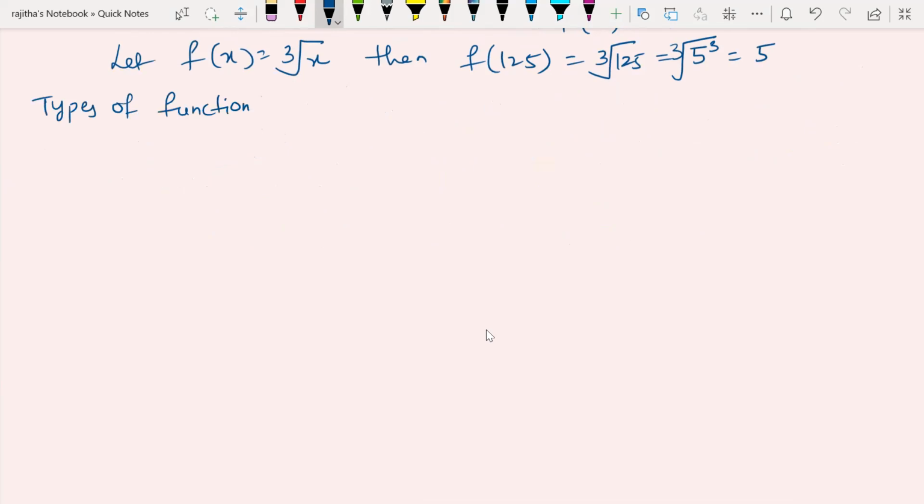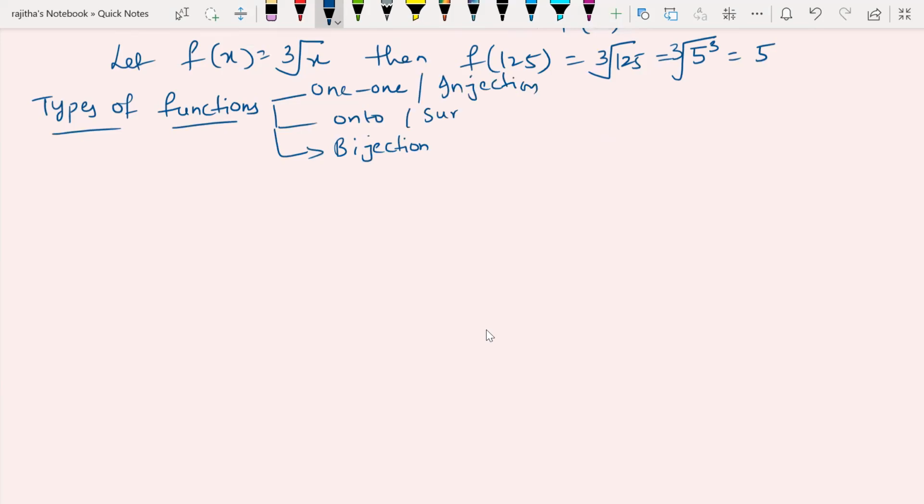Types of functions: generally one-one function, onto function, next bijection. So many types of functions are there: algebraic functions, trigonometric functions, modulus functions. Mainly I'll discuss these three: one-one function, another name for injection, onto function, another name for surjection, and bijection.